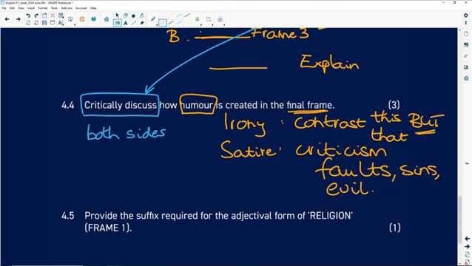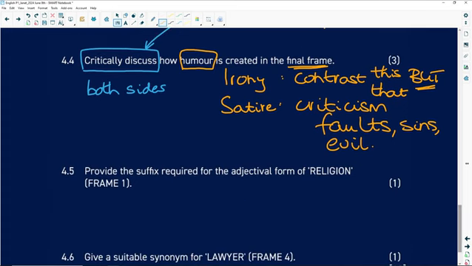And then we suddenly have a language question about religion. So it says, provide the suffix. So our question word is provide. What do I have to provide? A suffix for the adjectival form. So religion. Religion is a noun. It is naming something. Your religion, your desk, your house, it's naming something. So the first thing we've got to do is give the adjectival form. So we get to religious.